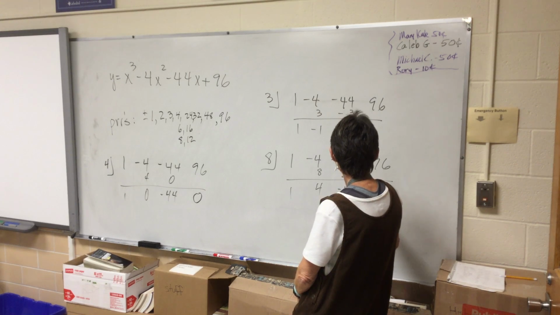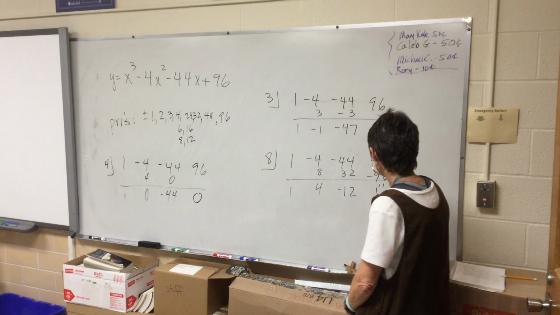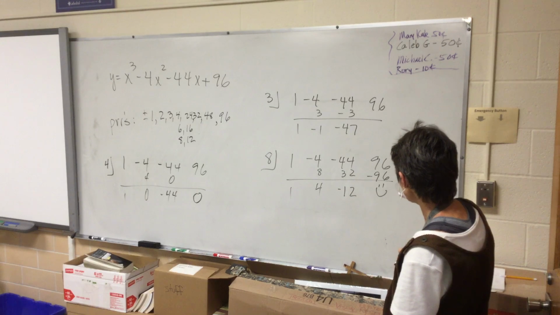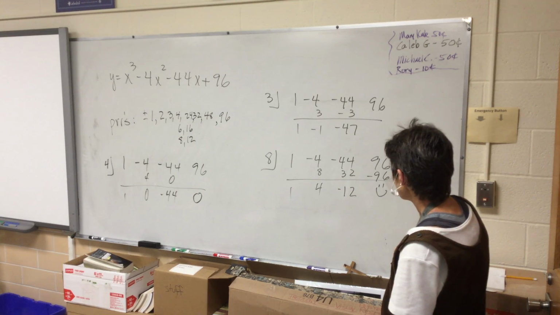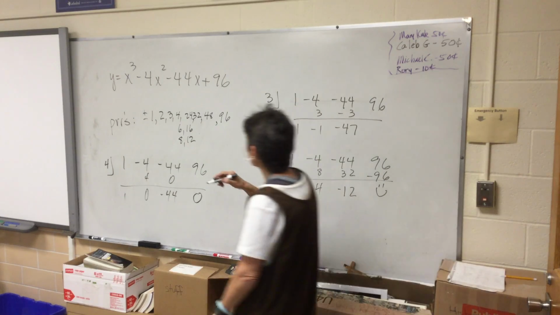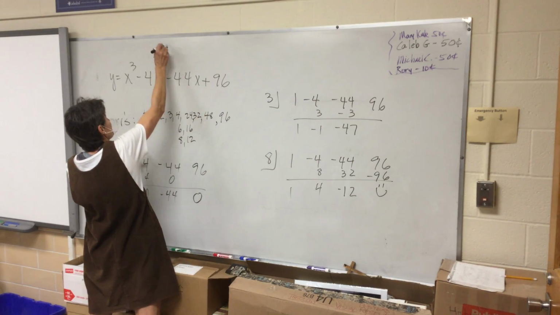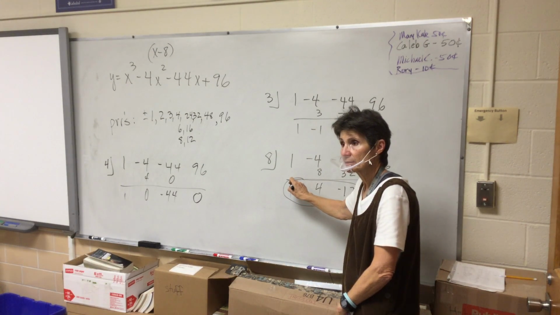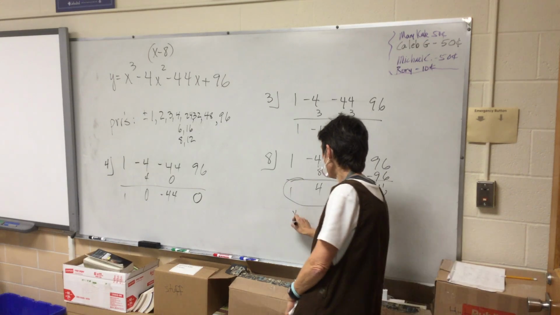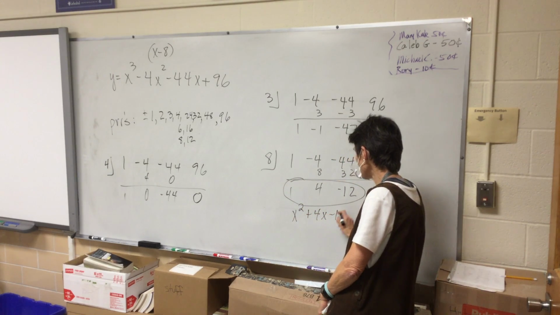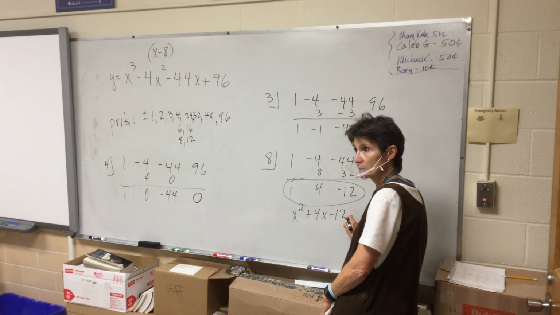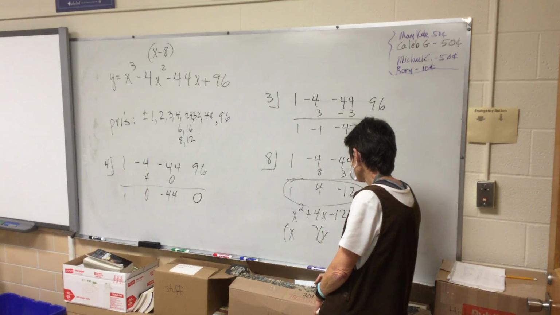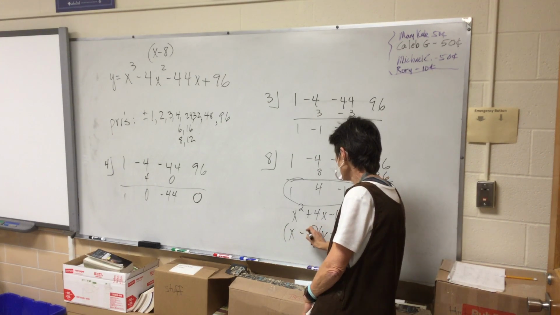Oh, wait a second. Wait a second, wait a second. Did 8 work? Yes. Is that just wishful thinking on my part, or did that really work? I think that really worked. So one of our factors is x minus 8. And we can get the other ones right here, because that's x squared plus 4x minus 12, which is going to be x plus 6, x minus 2.